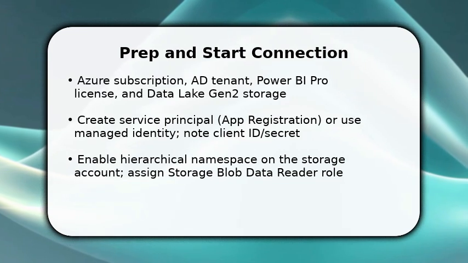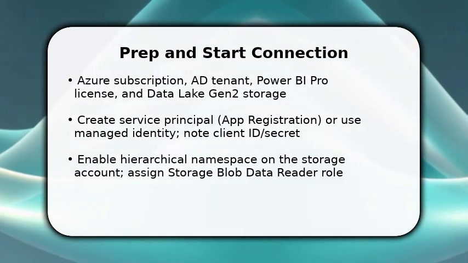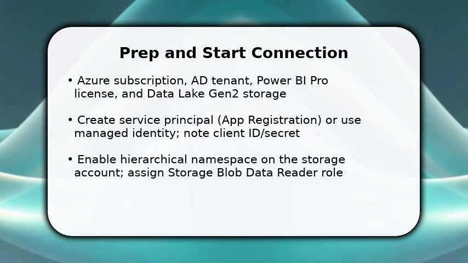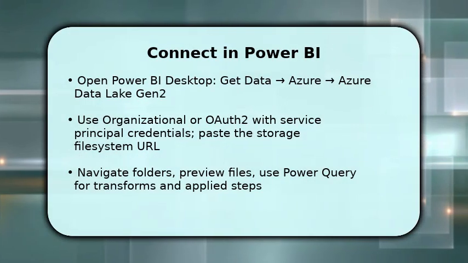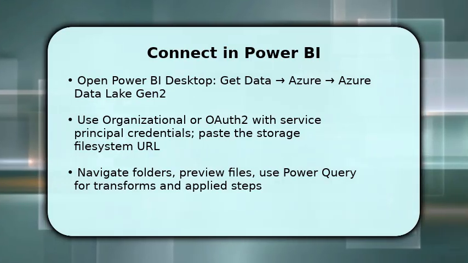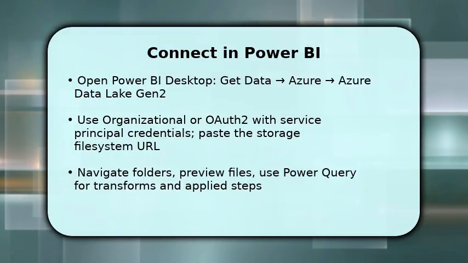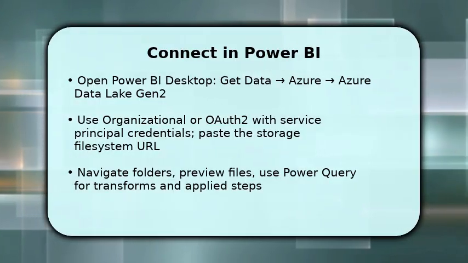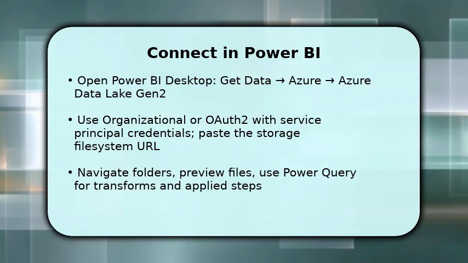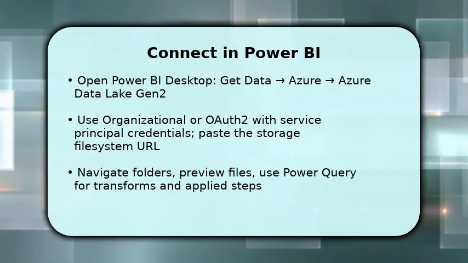Now you're ready to move into Power BI and make the connection. You open Power BI Desktop and choose Get Data, then Azure Data Lake Gen 2. Enter the storage account or file system URL and choose Authentication. Use Organizational Sign-In or OAuth 2 with your service principal credentials. Once authenticated, browse containers and folders, preview Parquet or CSV files, and load selected items.